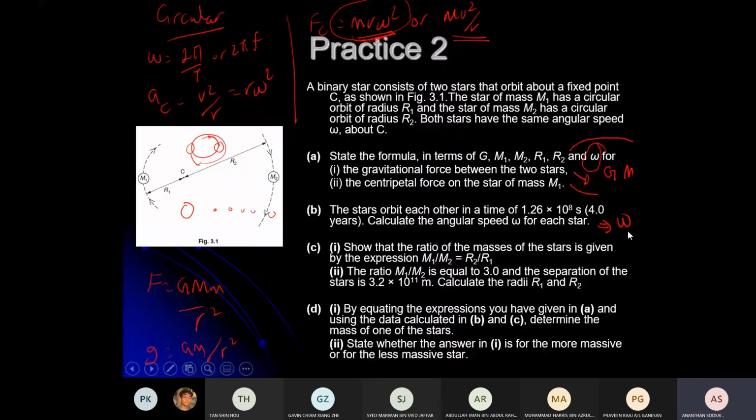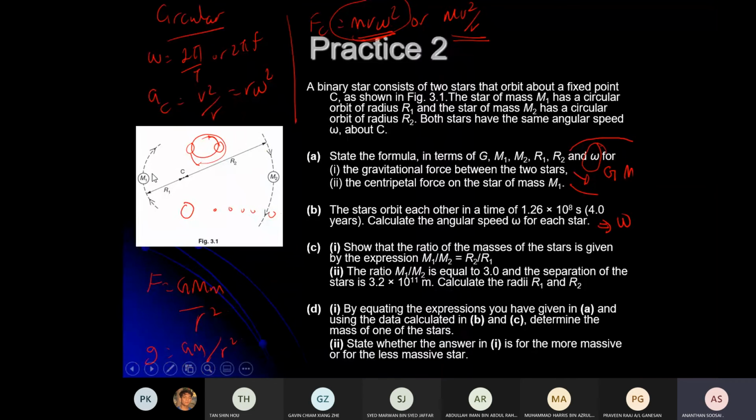Okay, so we have omega, and GMm over r squared, m r omega squared, formula C1. Show that the ratio of masses of the star is given by M1 over M2 equals R2 over R1. Prove this equation. How do you get this equation?